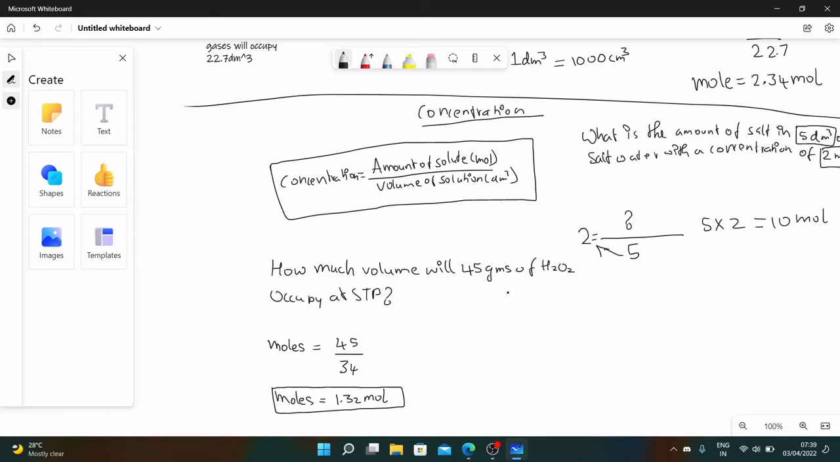Now with this, we have to find the volume. The volume formula is moles equals volume by 22.7, right? Now we have two values, 1.32 and 22.7. So we need to find out the volume. To find out the volume, 1.32 into 22.7 will give you the volume. If you move this to the other side, division becomes multiplication. You're moving the term. And this will give you the volume as 30 dm cube.